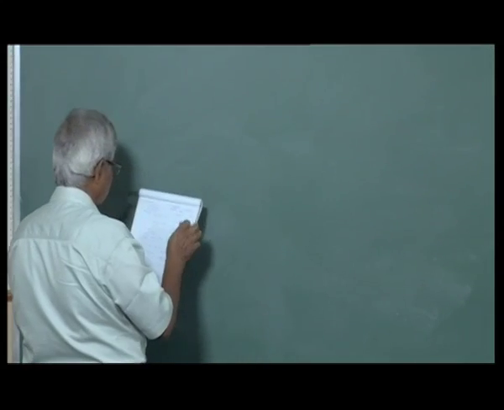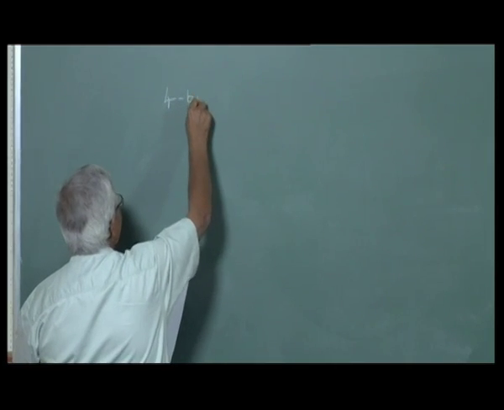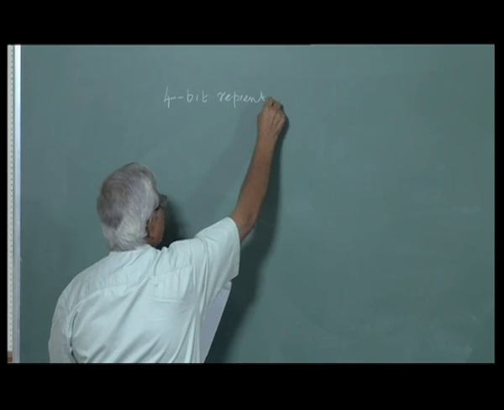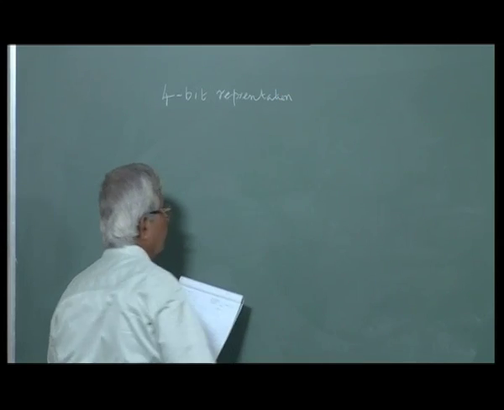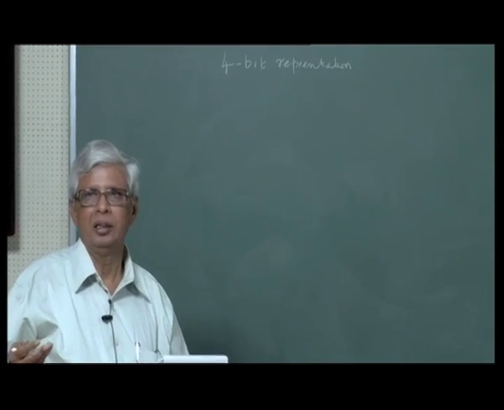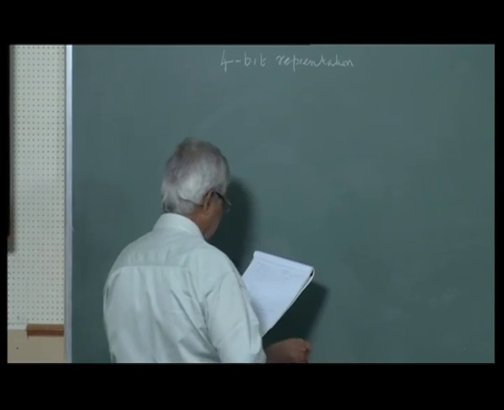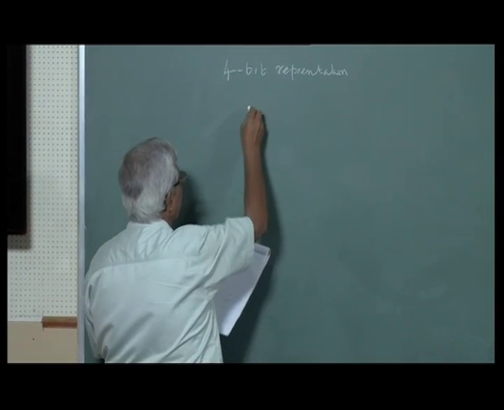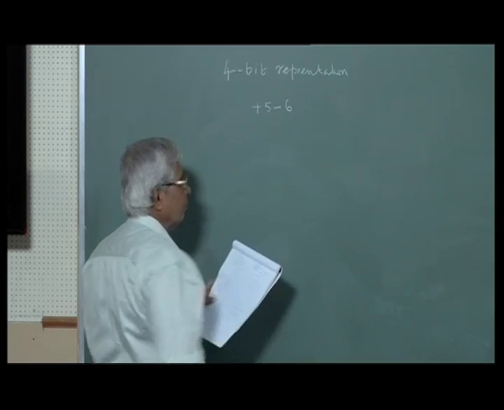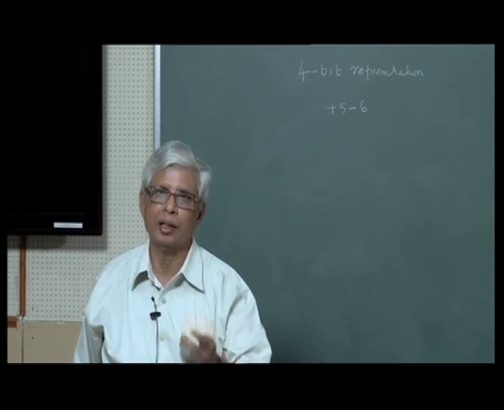So let us say I have a 4-bit representation, because this is important. All the numbers I am going to give you are 4-bit representations. The concept is explained, so I will make it easy. Now I want to subtract -6 from +5. Is it possible or not? Yes, it is possible because the result is -1.